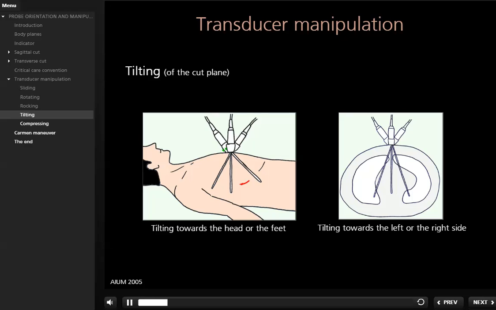Tilting refers to motion that is perpendicular to rocking. For example, in the parasternal short axis view, tilting the cut plane allows imaging from the base to the apex of the heart. It may be compared to the roll of a boat.